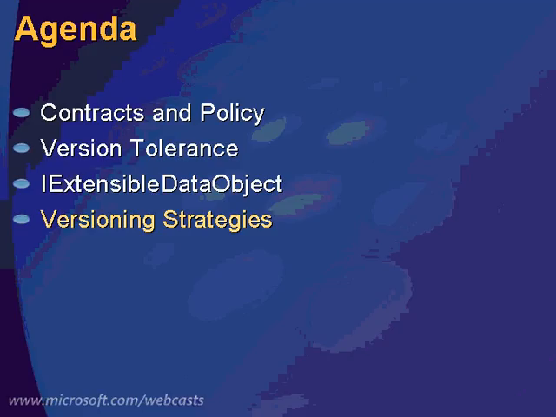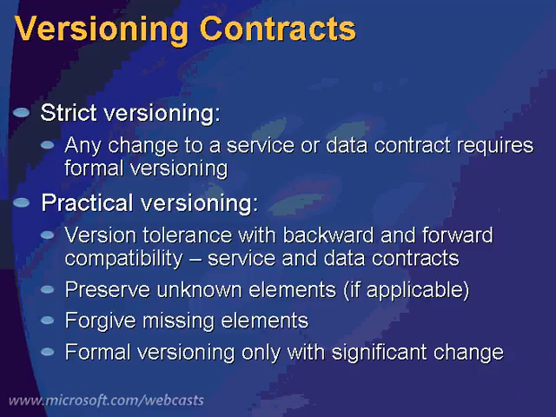So we've talked about version tolerance and what you can get away with. We've talked about how you can preserve unknown data and some of the risks on the server for that. Now let's talk about some real versioning strategies. There's a couple of approaches that you might want to consider. One is absolutely strict versioning, which means any change to any data contract or any service contract that will impact the WSDL requires that you formally version, and I will talk about what formal versioning looks like.